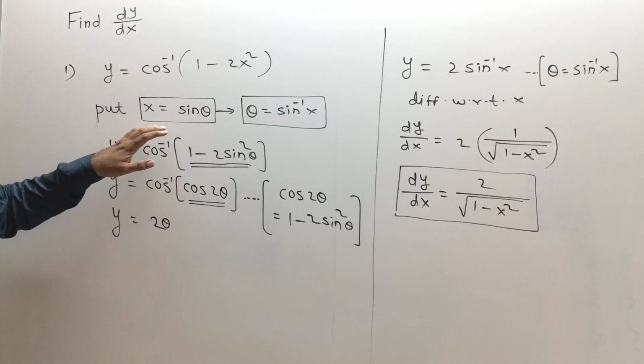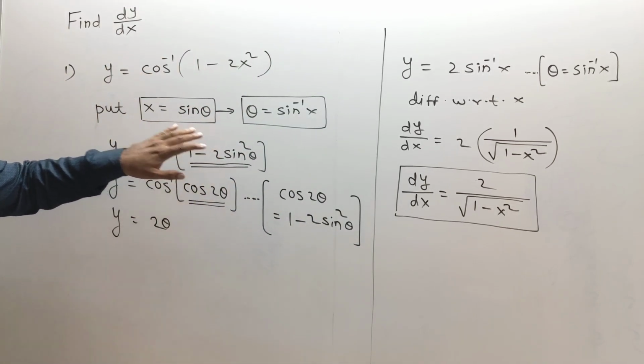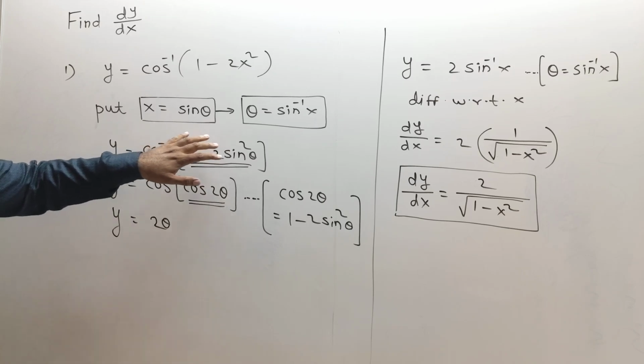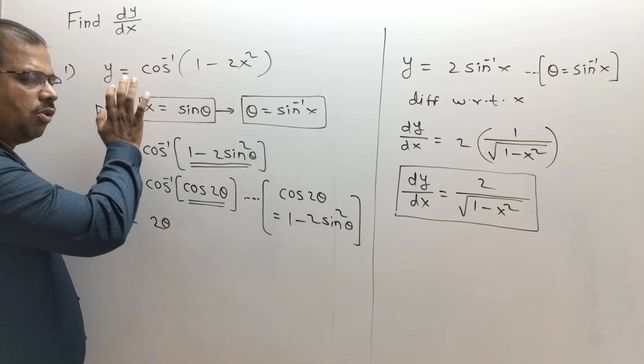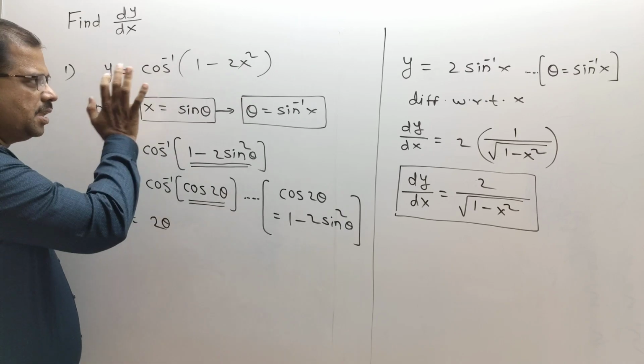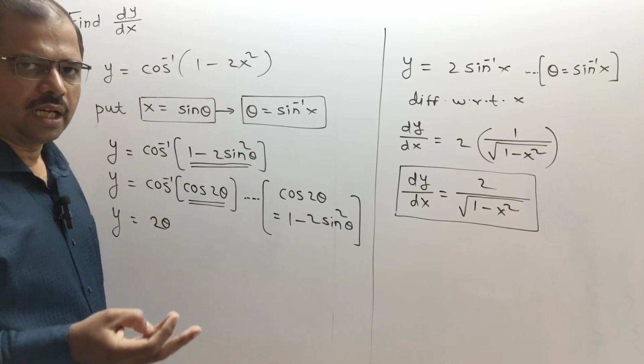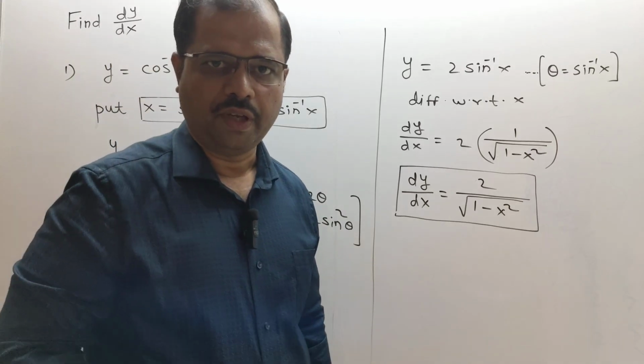Put x is equal to some trigonometric substitution like sine theta, cos theta, tan theta. But don't use the angle x or y. Instead of x and y, we use theta, alpha, beta, such types of angles.